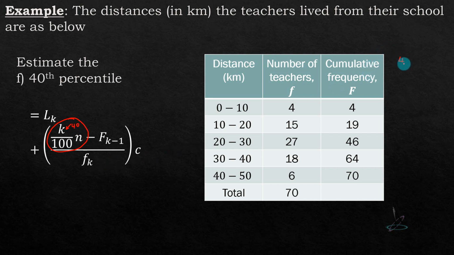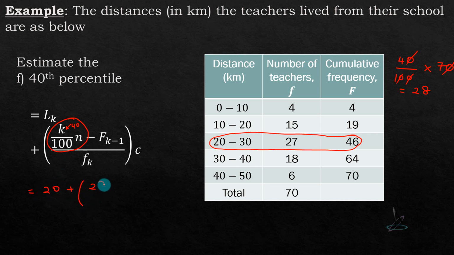Firstly, we need to know where the 40th percentile is. So 40 over 100 multiplied by the total number of data, and of course this is 28. Based on the table, 28 is somewhere inside here. So we are going to use this formula to calculate the 40th percentile. The lower boundary is 20 plus 28 minus the cumulative frequency before that class, which is 19, over the frequency of the class, 27, multiplied by the class size 10. Therefore, the answer for this one is 23.33.